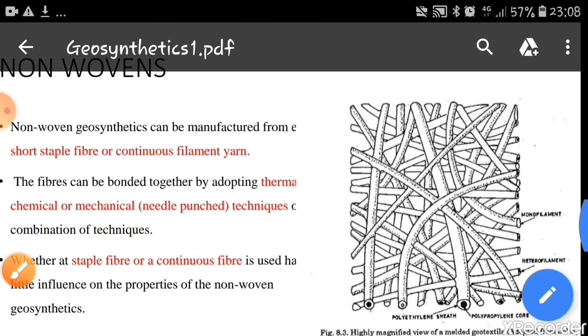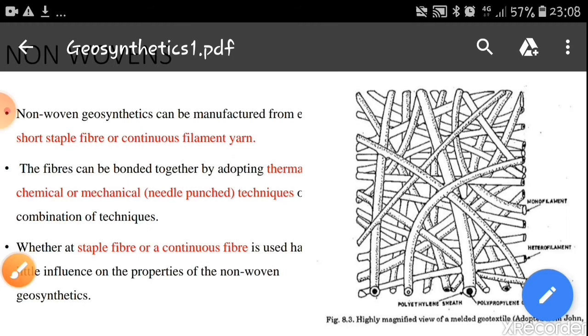You can see here this is called non-woven geotextiles. There won't be any regular woven pattern visible. They are manufactured either by heat bonding or by knitting techniques.